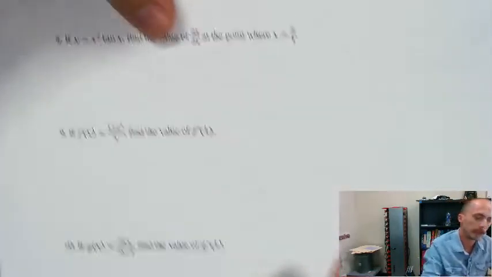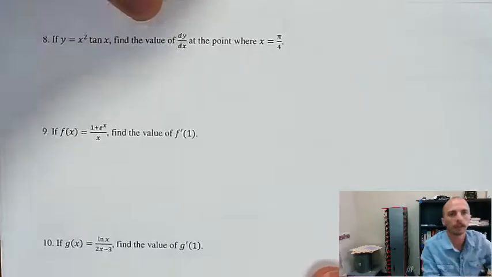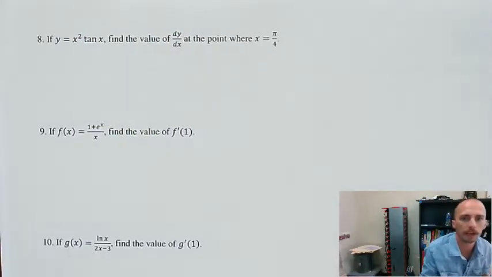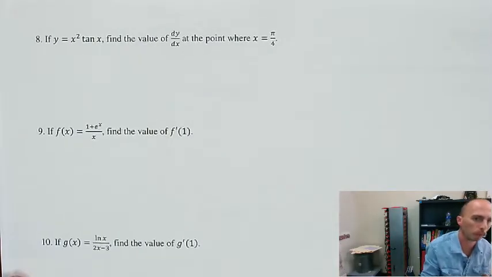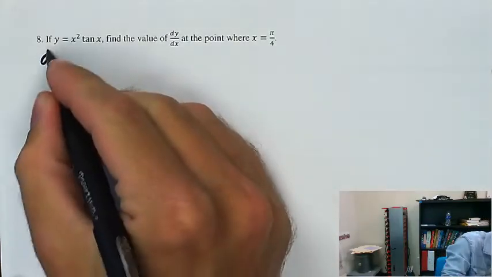All right, another one's bleed through so bad. Oh, right. If y equals x squared tangent of x, find the value of dy dx at the point where x equals pi over 4. Okay, well, we're going to use the product rule.